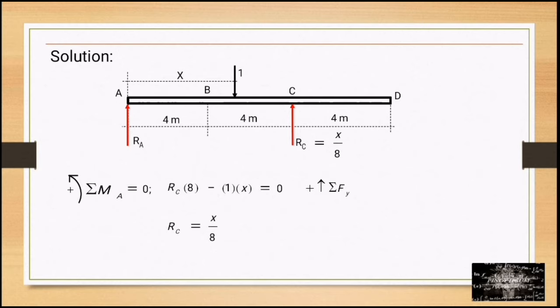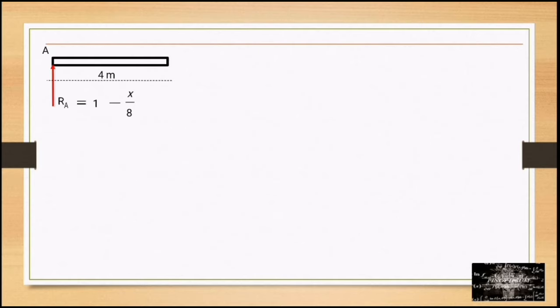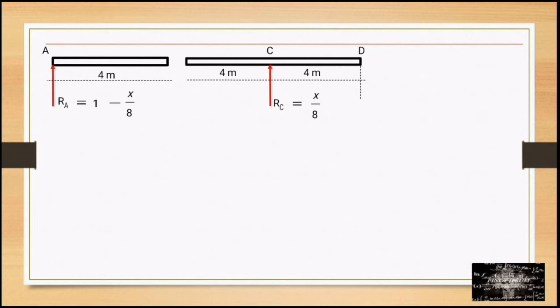Then for RA, summation of forces along Y is equal to 0, considering upward is positive. So RA plus X over 8 minus 1 is equal to 0. So RA is equal to 1 minus X over 8. Okay? Now, since the required is the influence line for shear at point B, we cut at point B, and there are corresponding shears on the left and right. Okay?